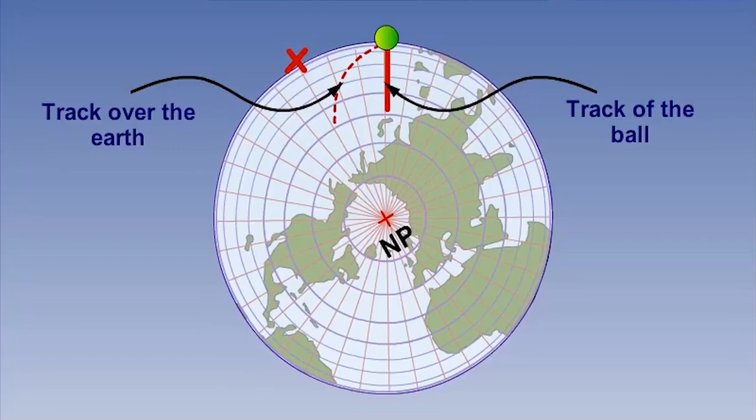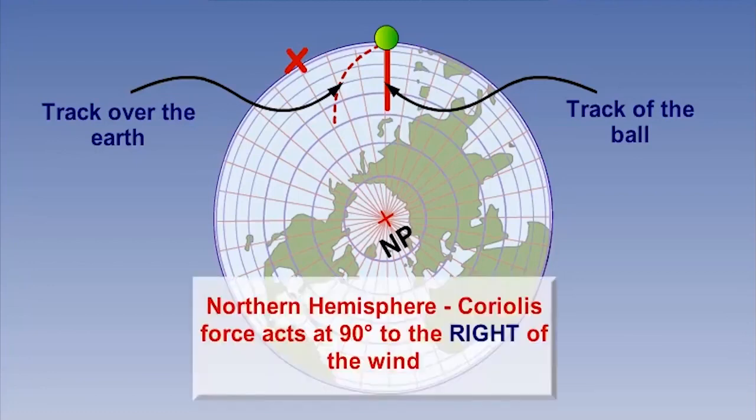Wind will behave in exactly the same manner if it tries to flow from the 60 degrees north position towards the equator. We can therefore suggest that due to the rotation of the Earth, the wind has been deflected to the right as it has travelled along the surface. In the northern hemisphere, we can say that the Coriolis force acts at 90 degrees to the right of the wind.